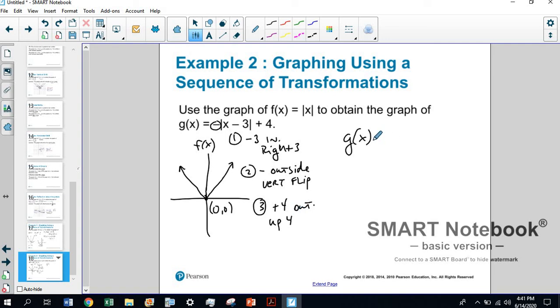All right, so let's see what happens then for g of x. What happens to the vertex point? It goes right 3, and then it gets flipped upside down, and then it goes up 4. So we have this point 3, 4, but this is no longer at the bottom of the graph. This is at the top of the graph. Then we're going to have it come down and make a V shape upside down. And there's the graph for g of x.